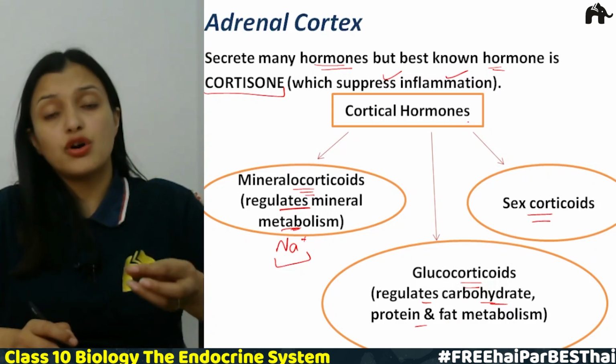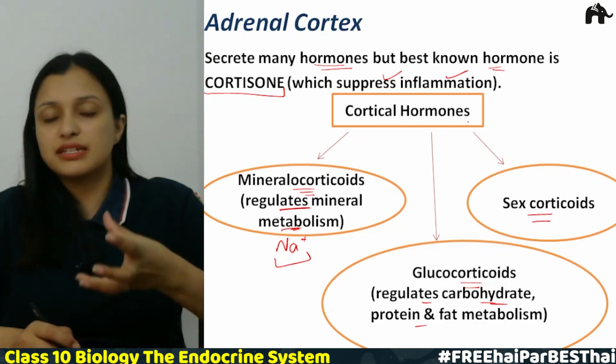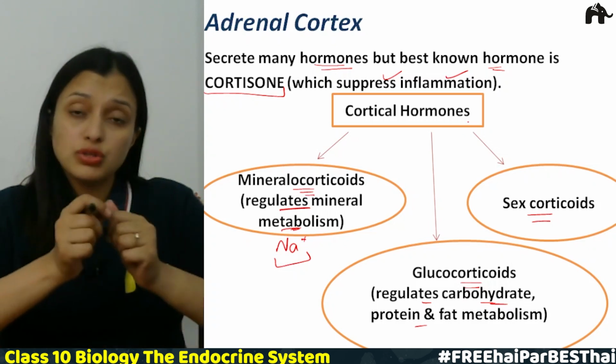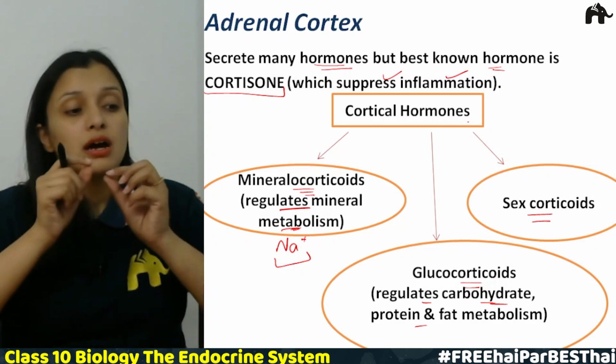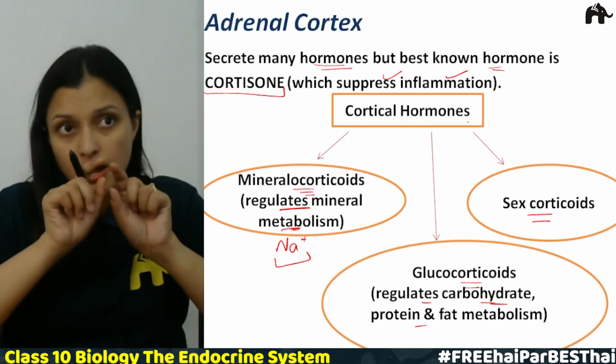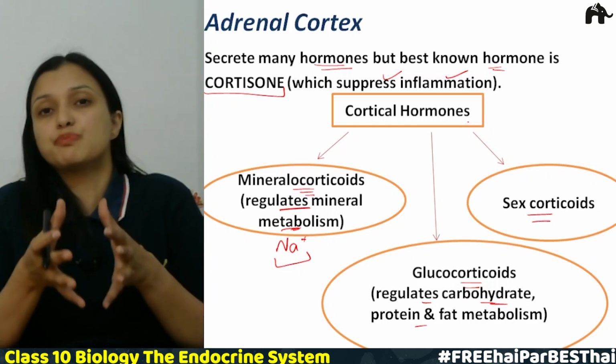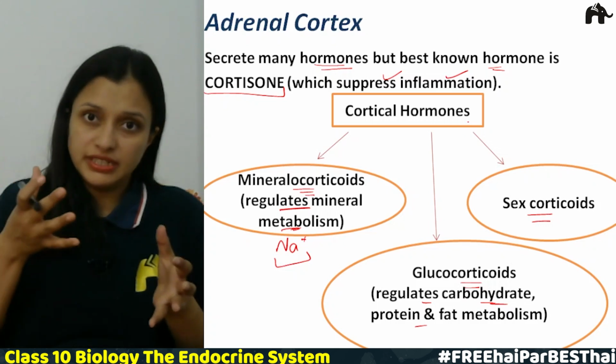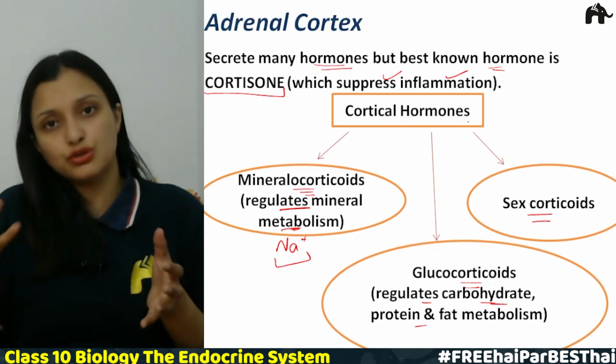Sex corticoids behave as sex hormones in males and females as well, and in those young children who have this cortex portion a little bulged out, there is premature sexual maturity, right? The sexual maturity comes a little early in those children.